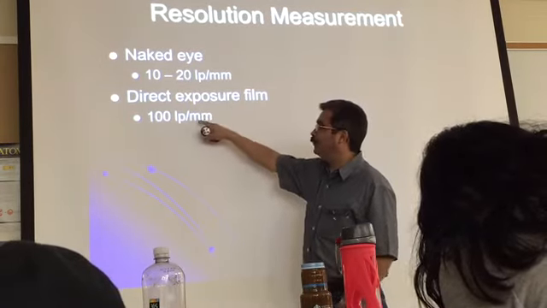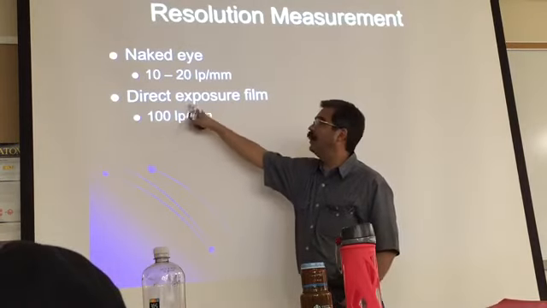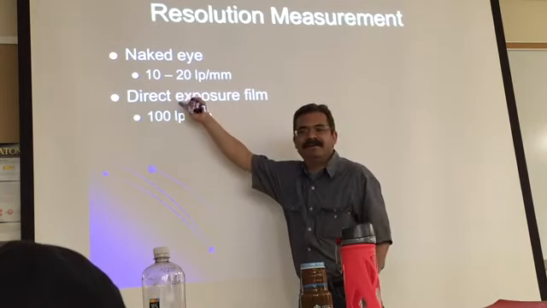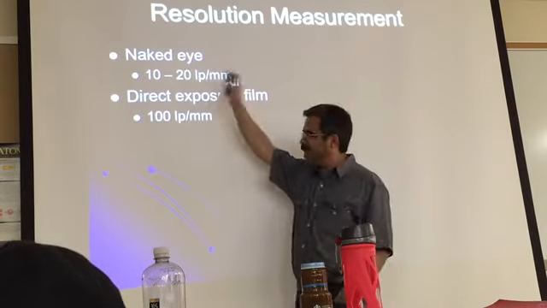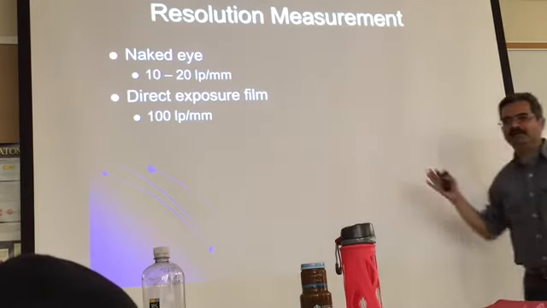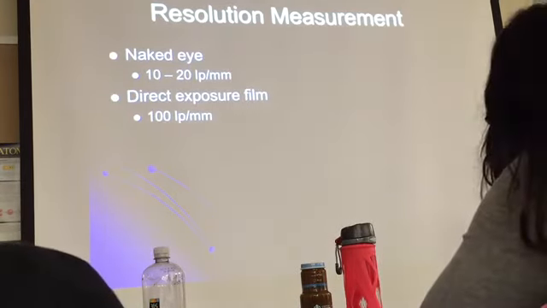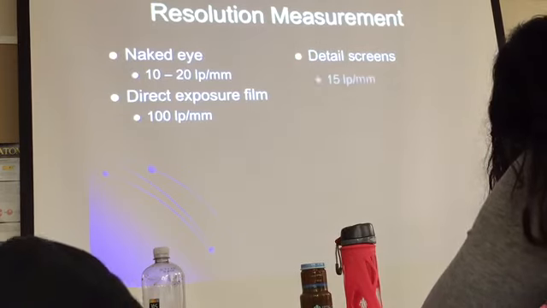And see, what's the point of going to 100 lines per millimeter when your eye can only see 20? So you're wasting 90 lines per millimeter, right? Who cares? You don't see them anyway. Detail screens, take a look.